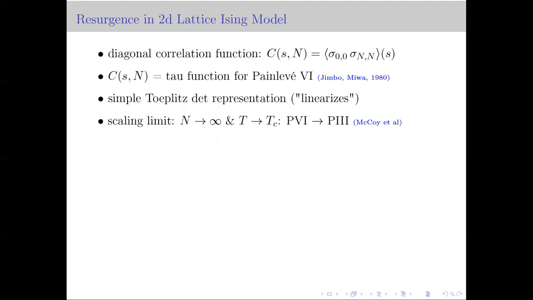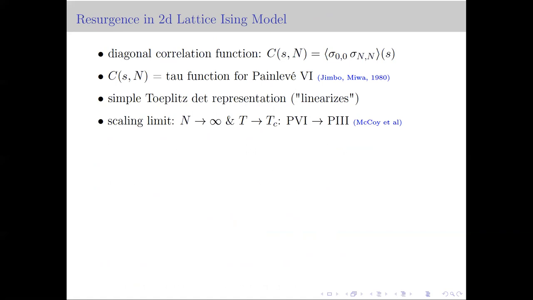Another example, which illustrates a different property again, is the 2D Ising model, which of course is familiar to everybody, that there's a phase transition at a certain temperature. What may be less familiar to people is that instead of just talking about the free energy, you can talk about something deeper, which is the correlation function.